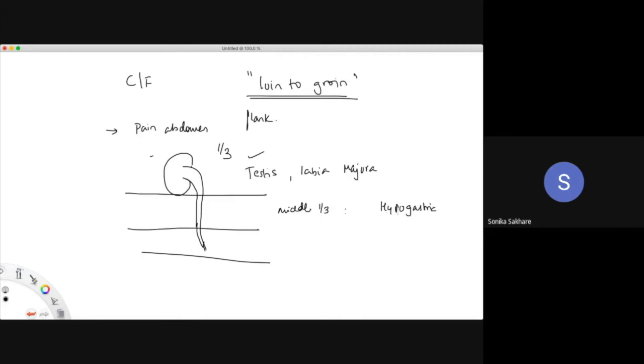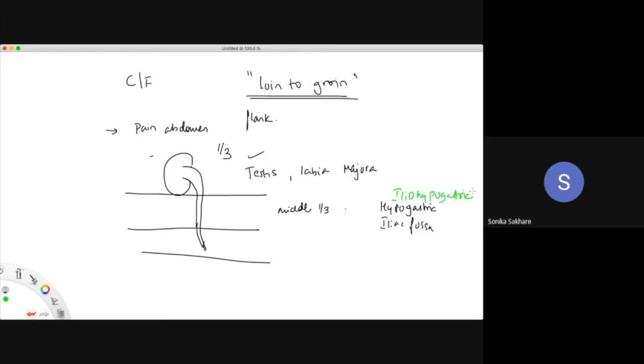Okay, and your iliac fossa. If it's on the right side, it will be related to the right iliac fossa. On the left side, it will be to the left iliac fossa. So, what do you think is the nerve involved here? Iliohypogastric. That's it. Simple.